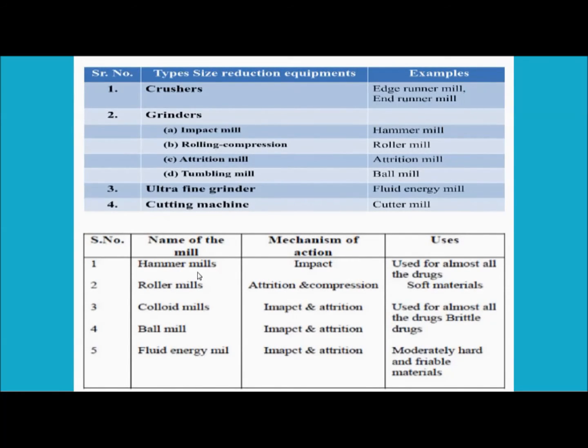Now you see in the hammer mill, what mechanism are we going to use? Simply impact. And this hammer mill is used for almost all types of drugs. Roller mill, here we are going to use both attrition as well as compression. It is preferable for soft material. Colloid mill uses the mechanisms impact and attrition. It is mostly used for brittle drugs. Ball mill, same, only brittle drugs. Fluid energy mill is generally used for moderately hard and friable materials. So these are the different types of mechanisms which are used by these mills, right?